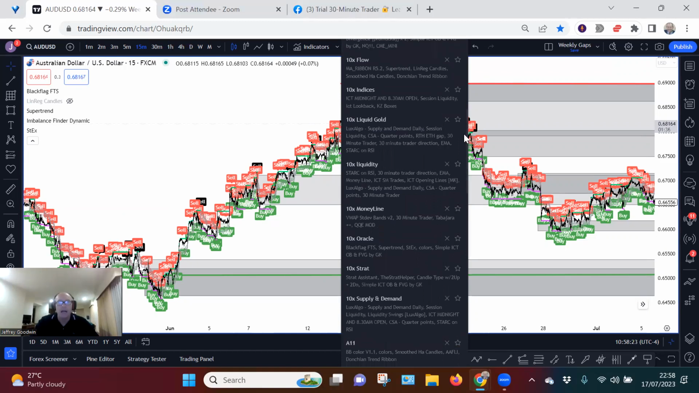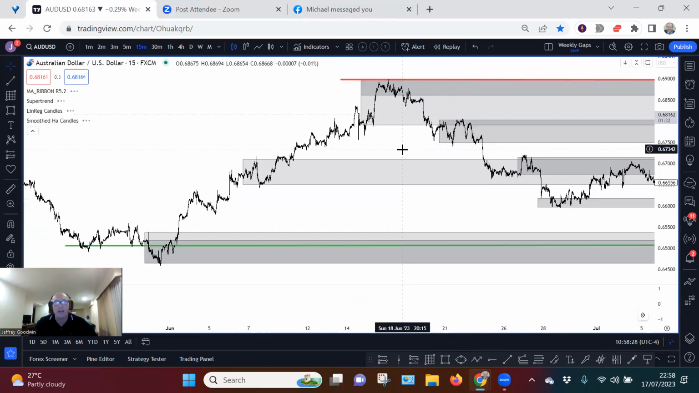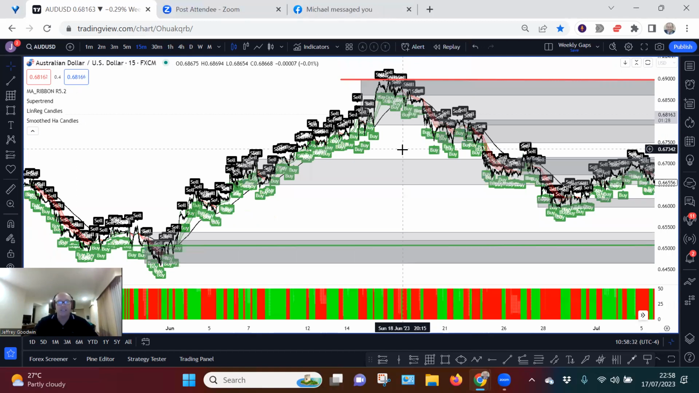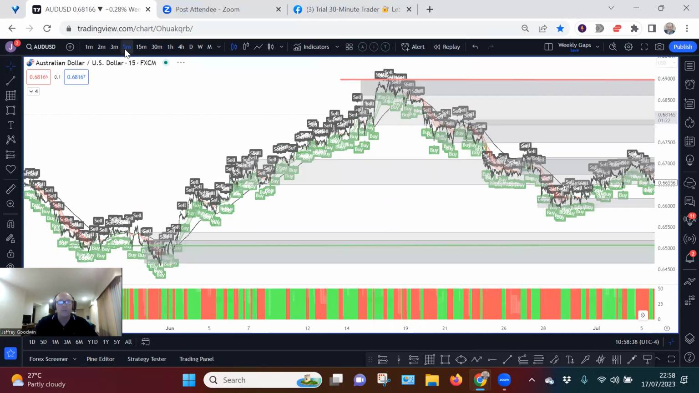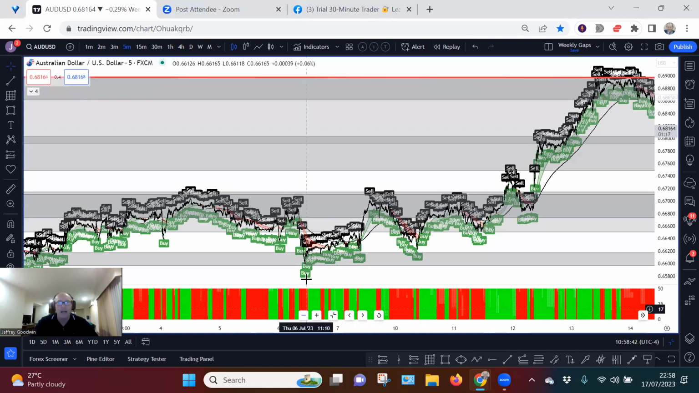Absolutely. I was actually looking for this one. Oh, there's the flow. Let's look at the flow strategy and see what this says. Oh, that looks a mess as well. But it's when you do this here, and then when you go into it on a lower time frame. Oh my God, what happened there? Doesn't that look a mess? You're like, what on earth am I supposed to do with that?